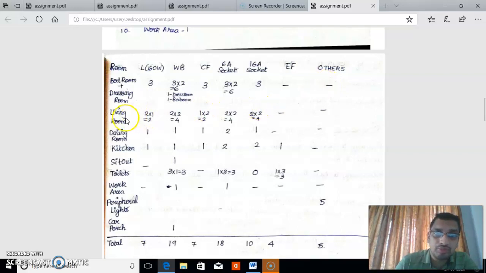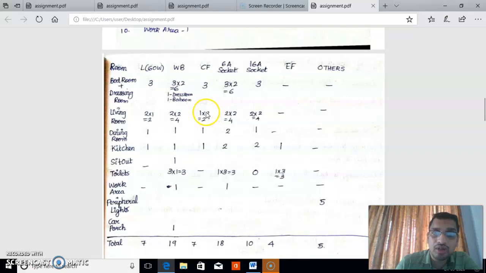Then coming to living room. Actually we have 2 living rooms, 1 living room in ground floor and second living room in first floor. So the minimum requirement of 16 watts lamp is 1. So we have 2 living rooms, so 2 into 1, 2. And minimum requirement of WB is 2. So 2 into 2, 4.